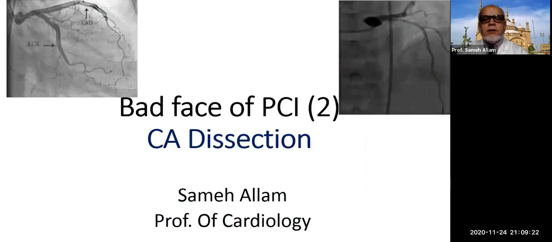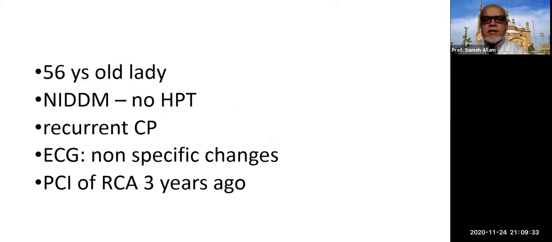First of all, today we are going to discuss coronary artery dissection. Before we discuss the subject, I would like to present this case. She is a 56 years old lady. She had undergone right coronary artery PCI 3 years ago for unstable angina. She was not infarcted. She has non-insulin dependent diabetes mellitus.